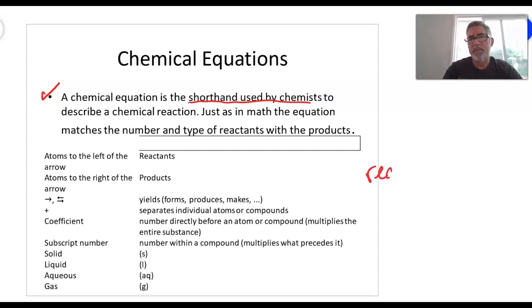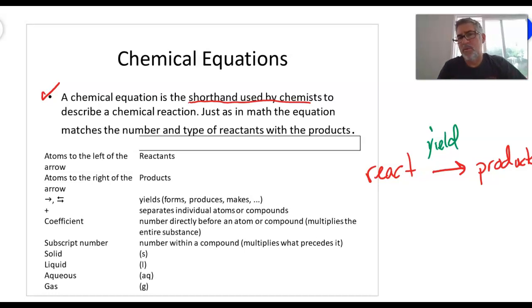There are reactants and there are products. The arrow is called the yield. So we can say that reactants yield products. When you write a chemical equation, reactants always go to the left, and products always go to the right of the yield.